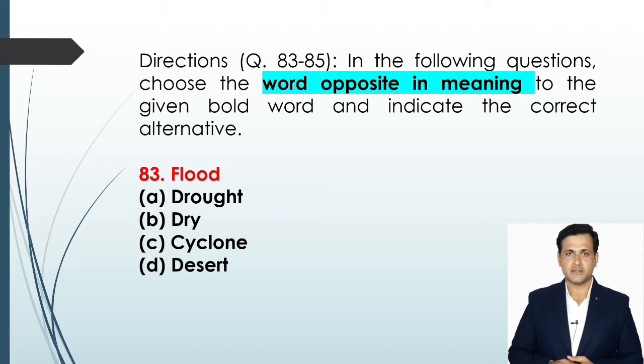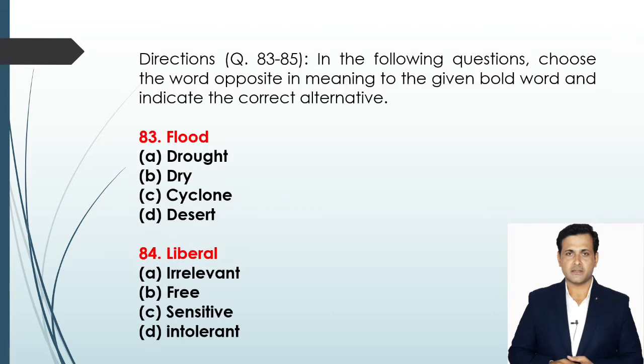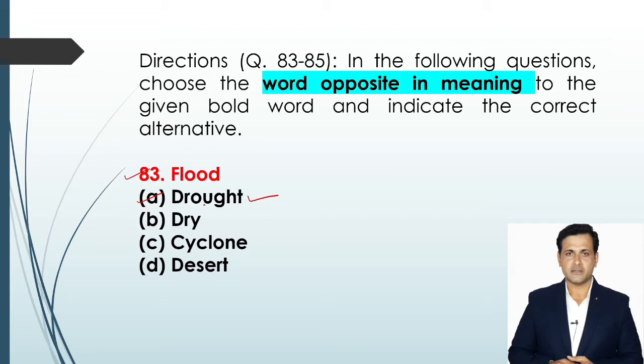Now we have to identify the word opposite in meaning, the antonym. We have flood, and we have drought. This is the correct answer. The opposite of flood is drought, meaning a dry spell. Drought doesn't simply mean dry; it means when there is very little rain. Next one.